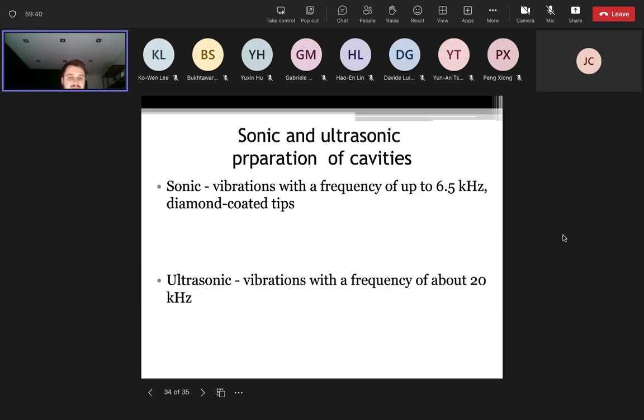Sonic and ultrasonic preparation of the cavities. It is when we use the scaler or any other sonic device to remove soft tissues from the cavities. It is a really nice technique. It is used more commonly than the previous two. We've got diamond-coated tips, which allow us to prep the cavity more or less the same as the standard diamond burs on the high speeds.